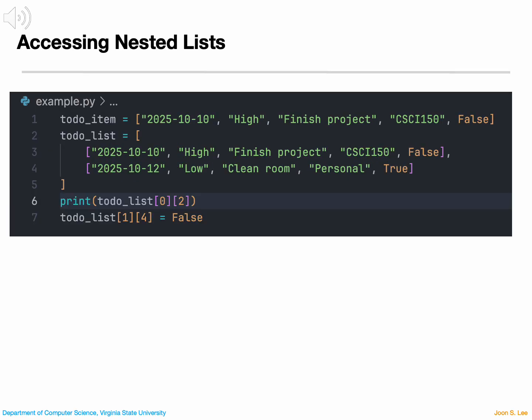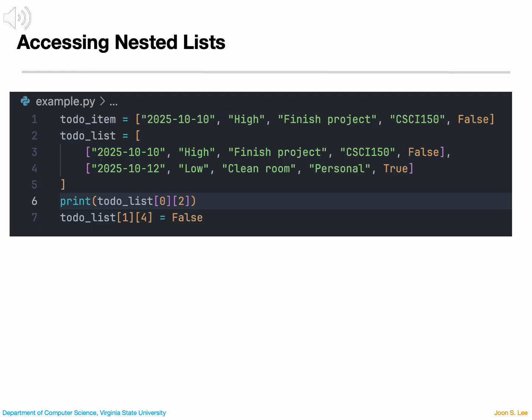How do we then access the data inside a nested list? Let's look at line 6. What's happening here? The first index, 0, says go to the first task in the list. The second index, 2, says within that task, get the third item. So to-do_list[0][2] means go to the first task, then grab the task description. This should print finish project.